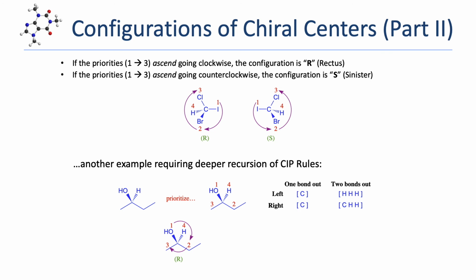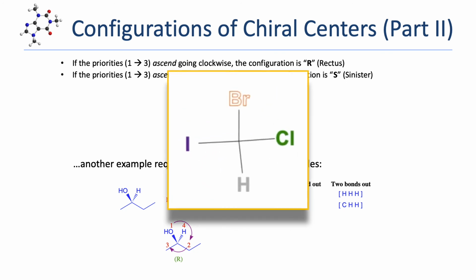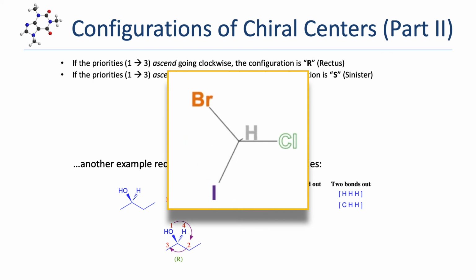Now in these examples I've been using dash wedge projections, but the exact same things would be applied to a 3D model or to a Fischer projection. You prioritize the 4 groups, you then hold one group steady and rotate if necessary to get that 4 group going back, and then you simply ignore the 4 group, count 1, 2, 3. If it's clockwise, it's R, and if it's counterclockwise, it's S.